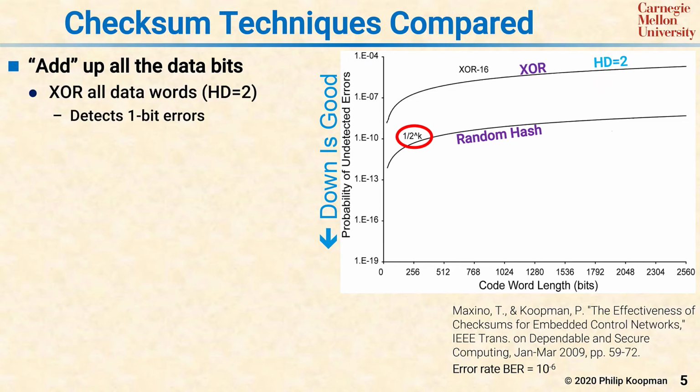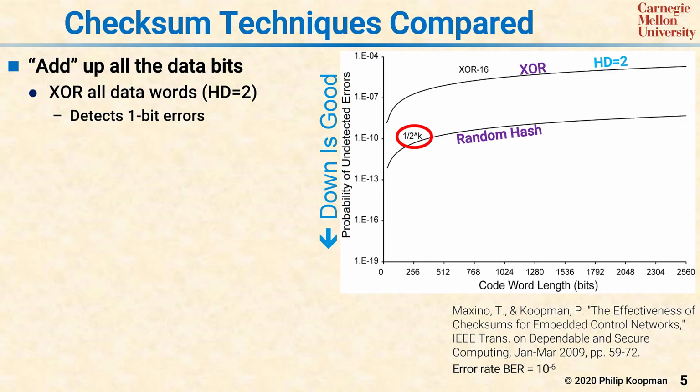This chart is for 16-bit data words, so the idea is you break your data into 16-bit chunks, you XOR the 16-bit chunks together, and at the end you get a 16-bit error code, which is a bitwise position XOR of all the bits in that position and all the other words of the data word. That gives you much worse than random hash performance, but it does give you Hamming distance 2.